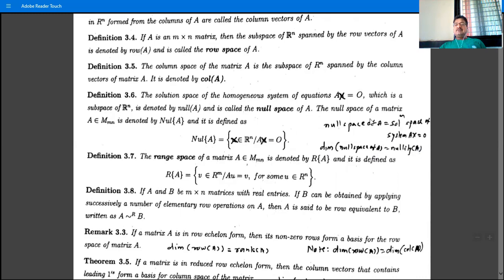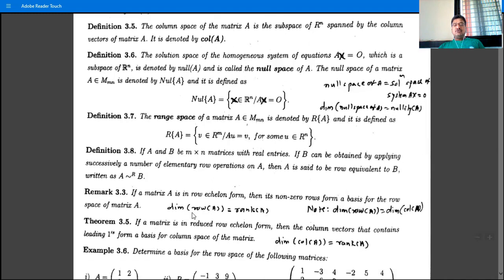That is, the null space of A is a vector space, and so its dimension is called the nullity of A. What is the dimension of the null space of A? The number of elements in its basis is called the nullity of A, written nullity(A), the nullity of matrix A.